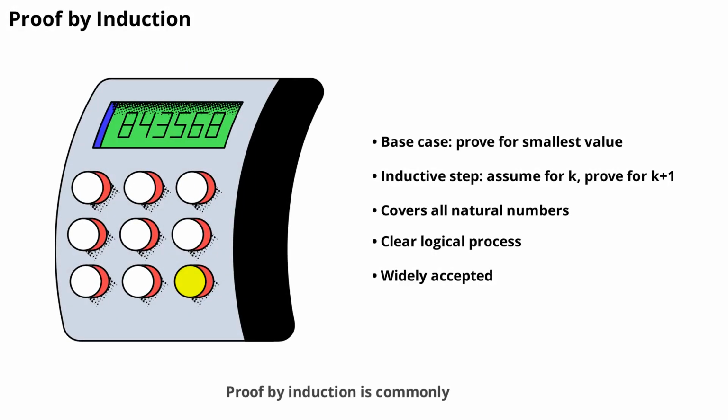Proof by induction is commonly used for statements involving natural numbers. It has two main steps, the base case and the inductive step. First, you prove the statement for the smallest value, usually 1. Then, you assume it's true for some number k and prove it for k plus 1. If both steps succeed, the statement is true for all natural numbers. Induction is a cornerstone of mathematical reasoning and is accepted because it follows a clear, logical process.